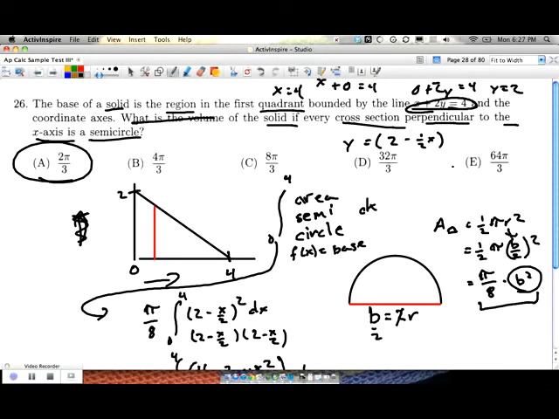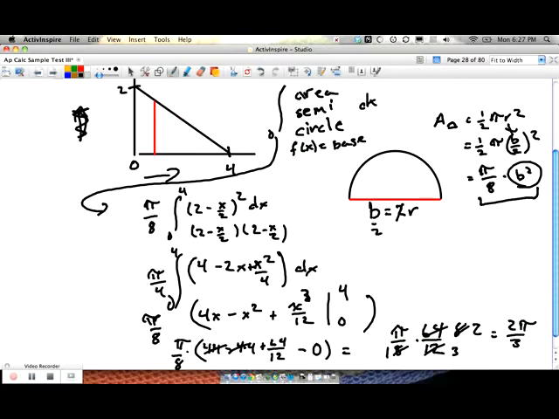Here's the word. Last one. Oh wait, we got 2 more. Just kidding. We got 2 more.